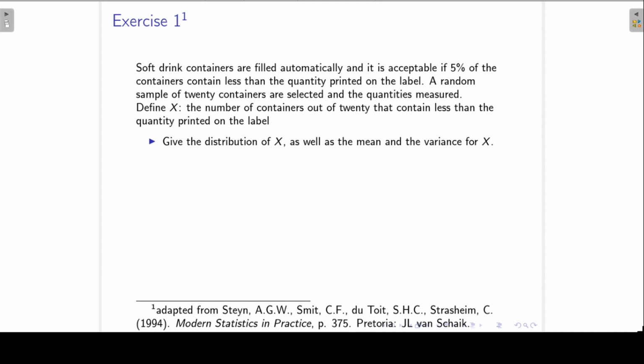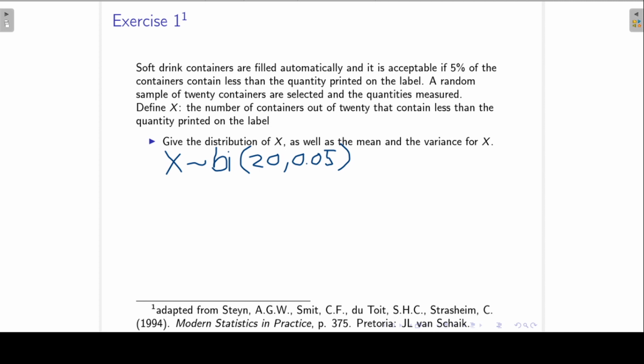So we can recognize this as a binomial experiment because we have 20 independent trials. Those are the 20 containers selected at random. And the probability of a success, which will be that a container contains less than the quantity printed on the label, the probability of success will be 5% for each of the selected 20 containers. So we can say that x follows the binomial distribution. My first parameter n, the number of trials, is 20, and my success probability is 5%.